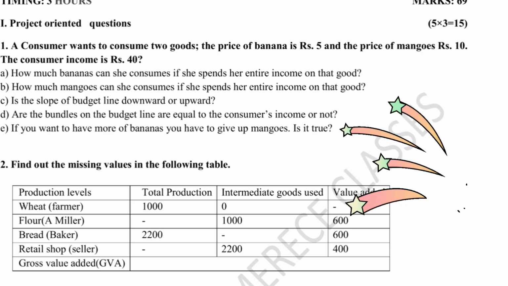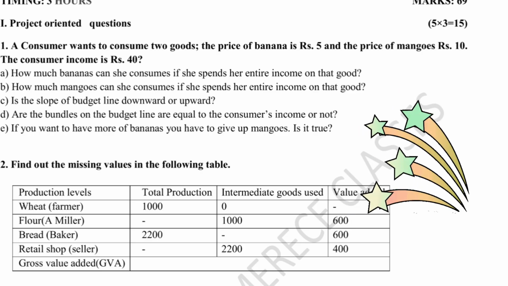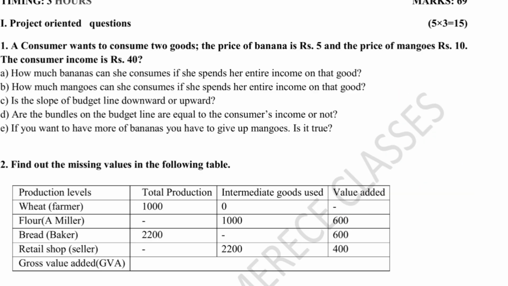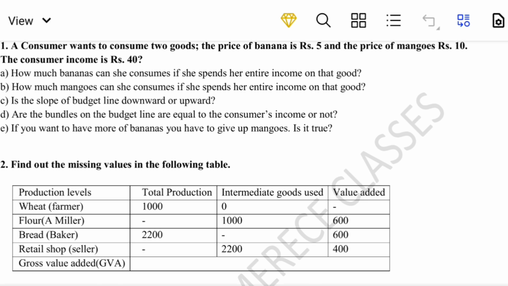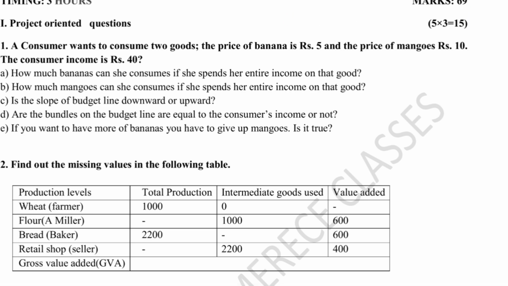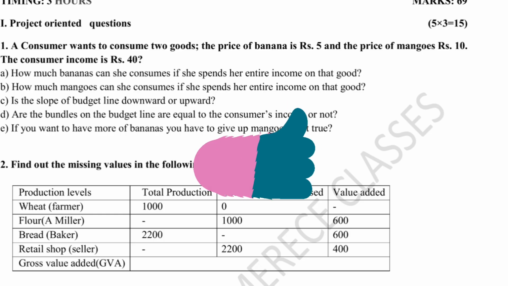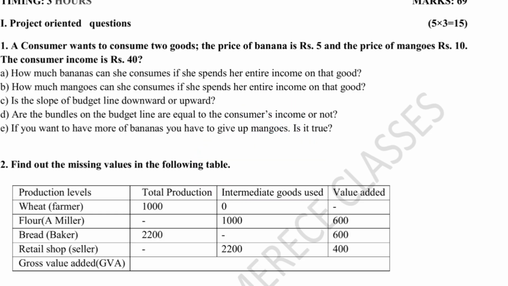Whether the budget line slopes downward or upward, it's always downward irrespective of the question. Are the bundles on the budget line equal to the consumer income or not? Yes, the bundles are equal to the consumer income. If you want to have more bananas, you have to give up mangoes. Is it true? Yes, it is true. If you want more bananas, you need to sacrifice mangoes.